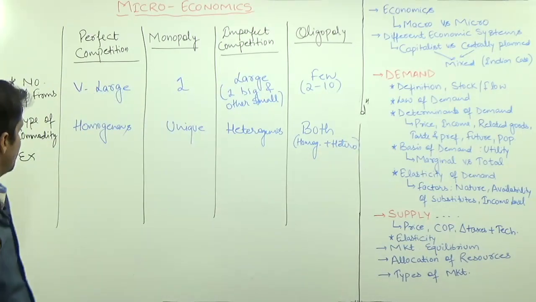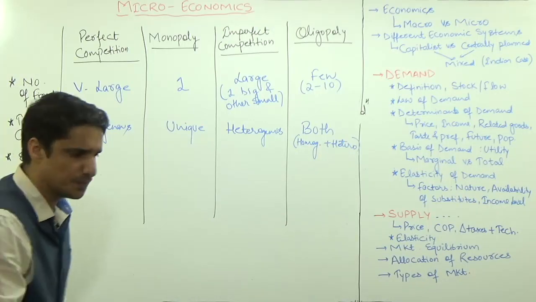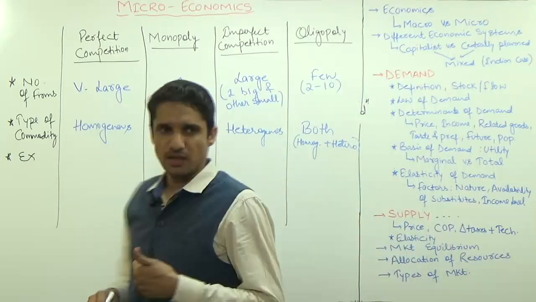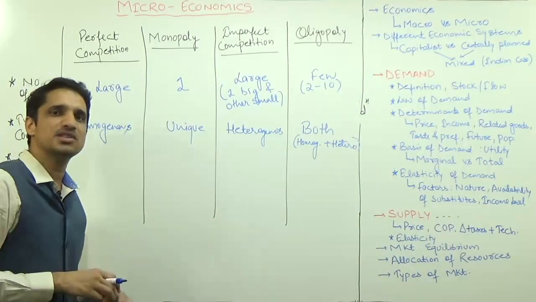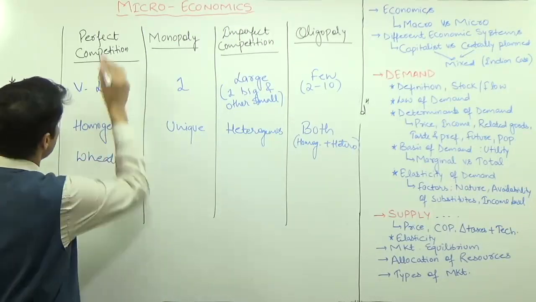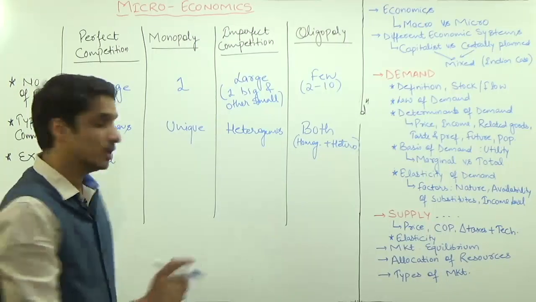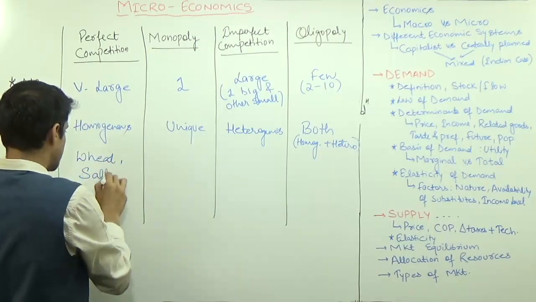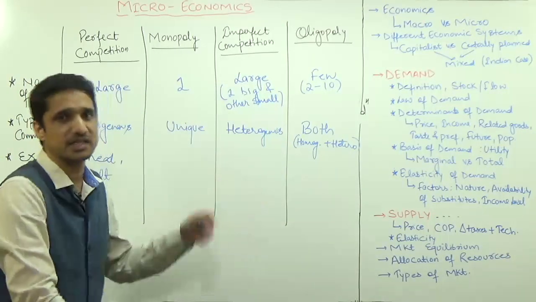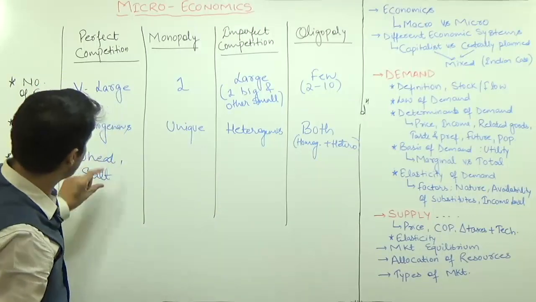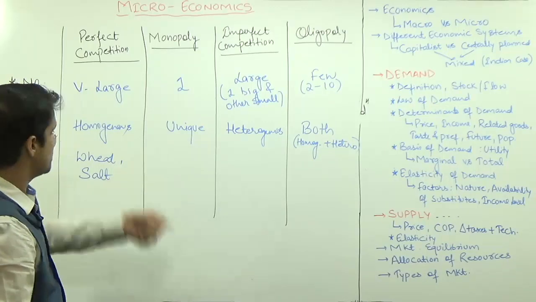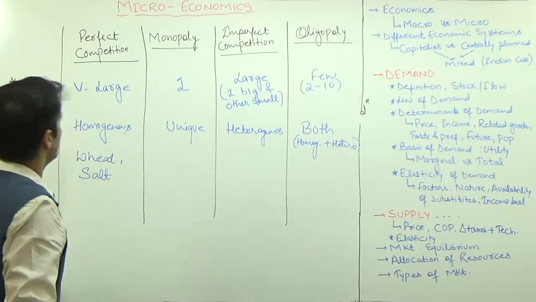Now the example of perfect competition. As such, there is no example of perfect competition in the industrial world. But yes, we can say farmers. All the farmers are producing wheat, so wheat can be regarded as an example of perfect competition. Salt can be regarded too. Now you can say, sir, salt comes with iodine, without iodine. Very much possible, but roughly I am giving you the example. Farmers also make salt, companies also make salt. A very large number of firms are involved.